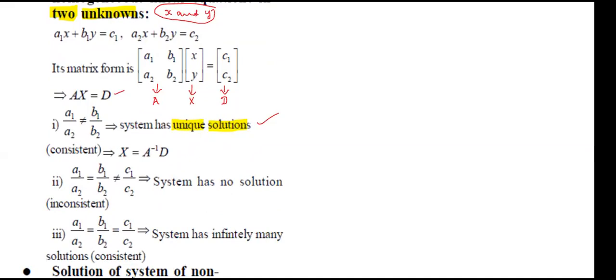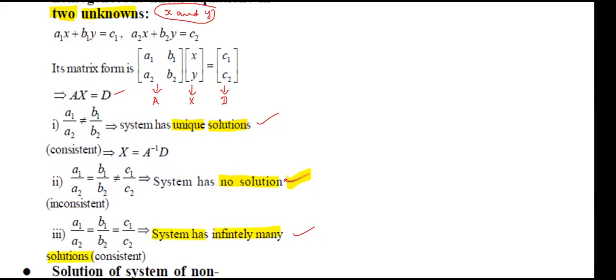Next, in the second case, observe that a1 by a2 is equal to b1 by b2 is not equal to c1 by c2. In this case, the system has no solution. Next, third condition: a1 by a2 is equal to b1 by b2 is equal to c1 by c2. If this condition exists, the system has infinitely many solutions.